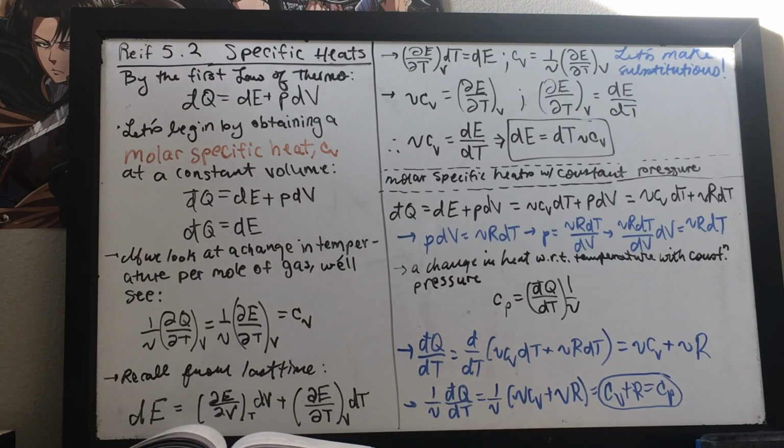Reif has already decided to just write our change in work in terms of pressure and volume because that allows us to make a connection to the ideal gas law in this particular instance. So quick substitutions can be made with that respect. So we begin this section by first looking at our molar specific heat with constant volume, CV.